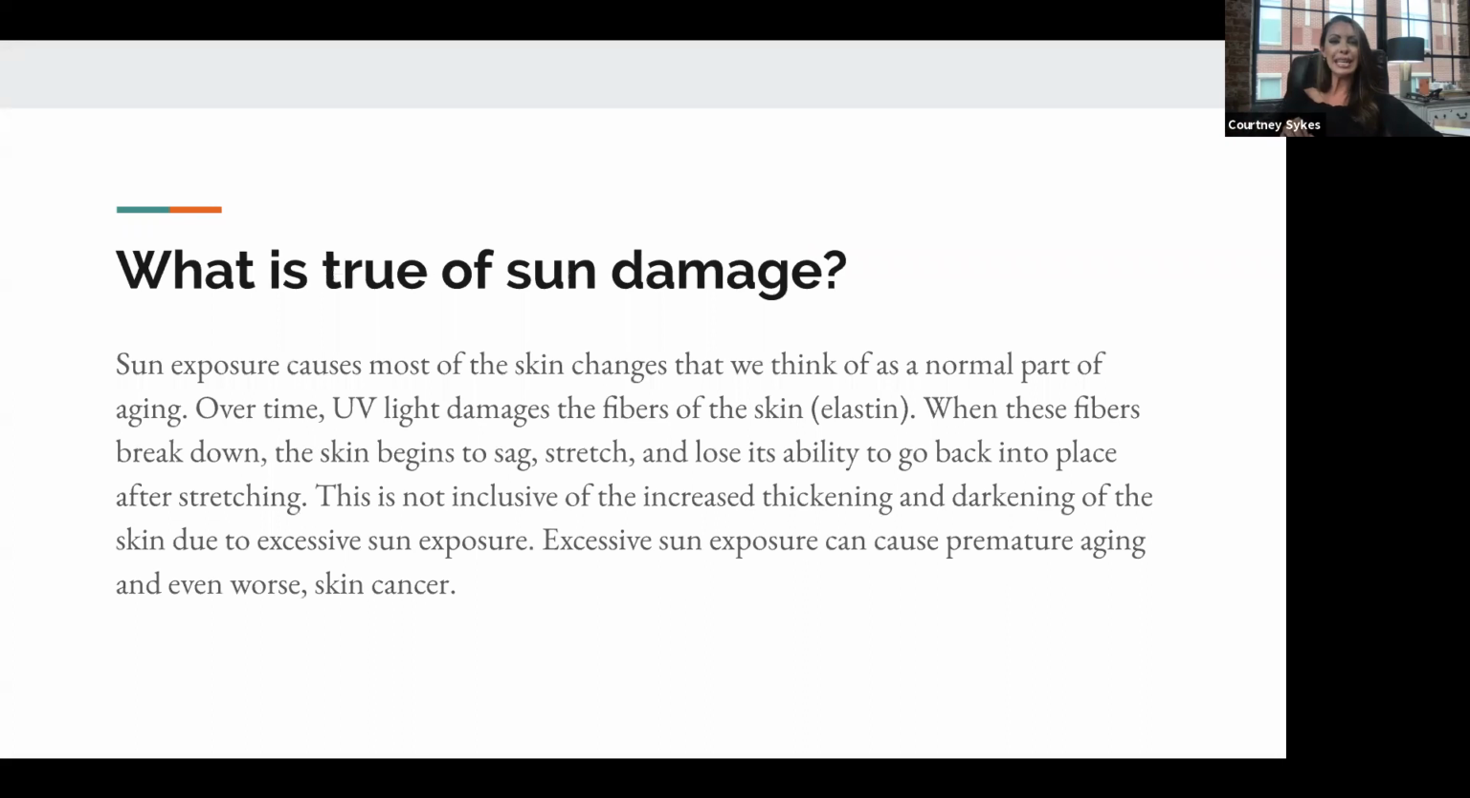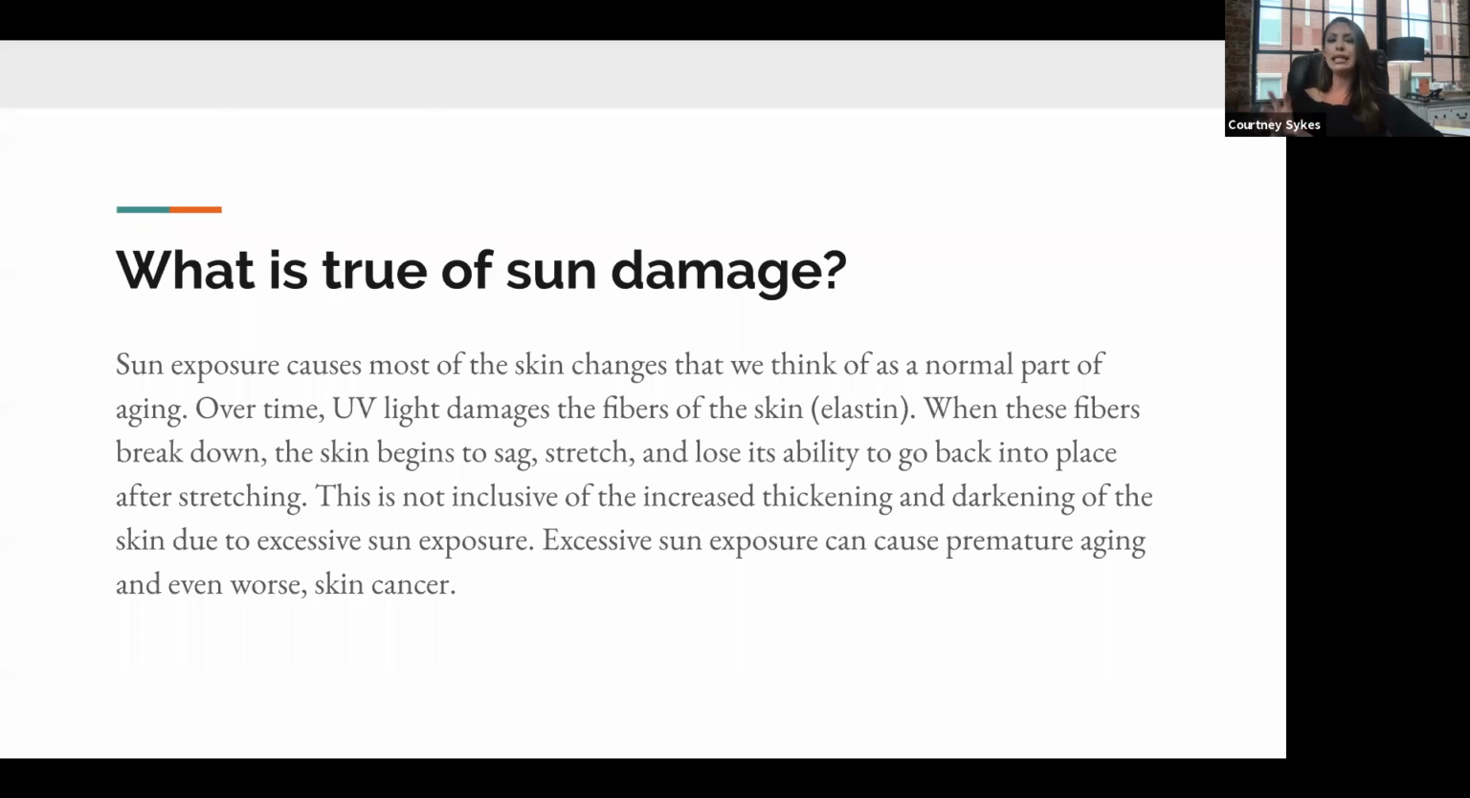The next question is, what is true of sun damage? Sun exposure causes most of the skin changes that we think of as a normal part of aging. Over time, UV light damages the fibers of the skin. When these fibers break down, the skin begins to sag, stretch, and lose its ability to go back into place after stretching. This is not inclusive of the increased thickening and darkening of the skin due to excessive sun exposure. We need to talk about that. Excessive sun exposure can cause premature aging and even worse, skin cancer. Absolutely.